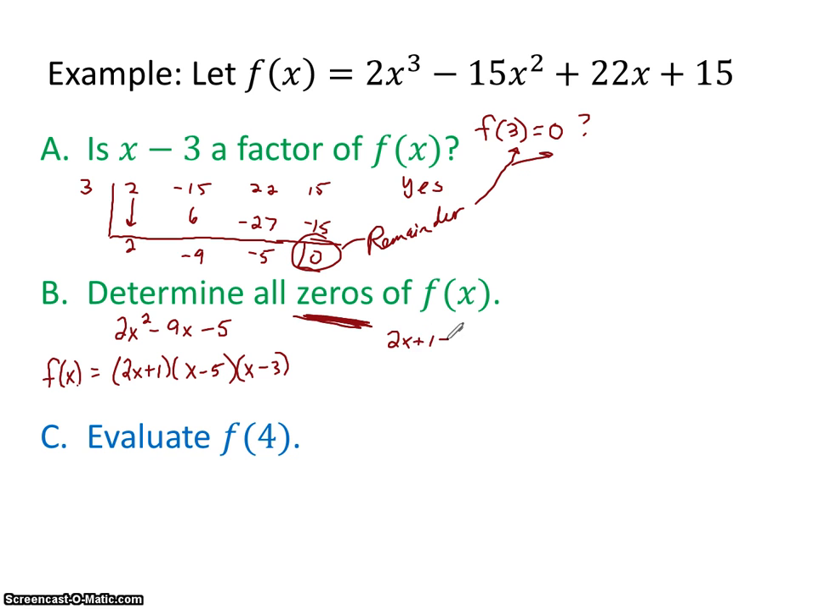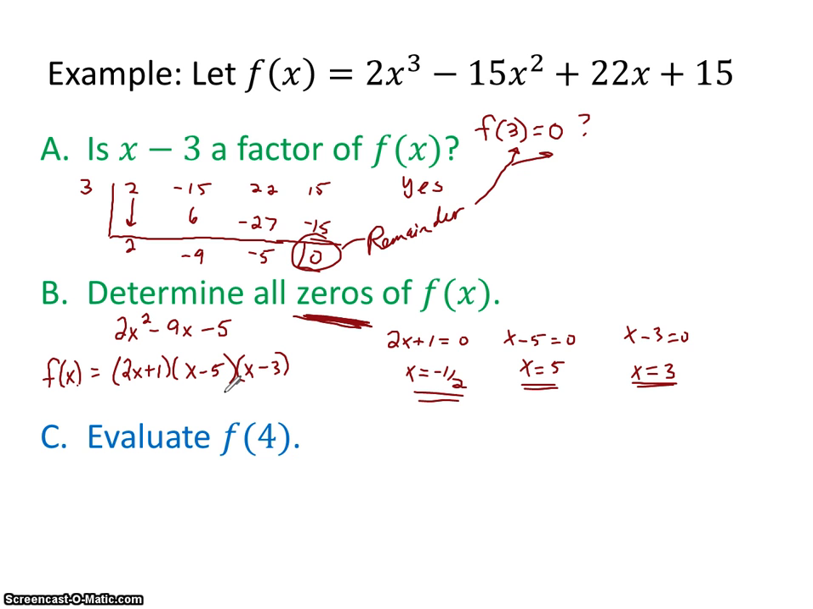So I would have 2x plus 1 equals 0, which would give me x equals negative 1/2. I would have x minus 5 equals 0, which would give me x equals 5. And I would have x minus 3 equals 0, which gives me x equals 3. So I've found the 3 zeros of f of x. So if I knew one of the factors, I could synthetically divide to get this down to another one lower power, one lower degree, and then I can use just regular factoring to factor it out.